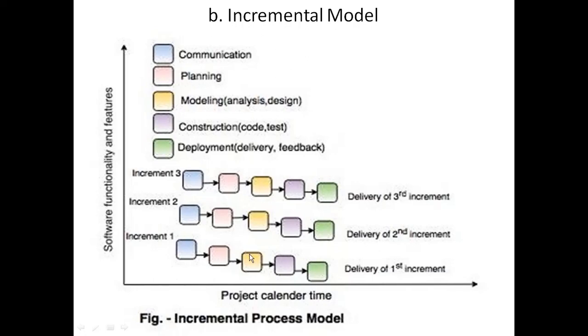So the planning phase will go towards the modeling phase, whereas increment 2 will be incremented in the planning phase. Then again, if we find that the communication has changed, we will go towards the increment of the third process. Here, the first increment will obviously be delivered first, then the second, and then the third. We are not waiting for the user feedback at the last. We are taking the user feedback at each phase and starting the implementation of the second version at that particular time only.